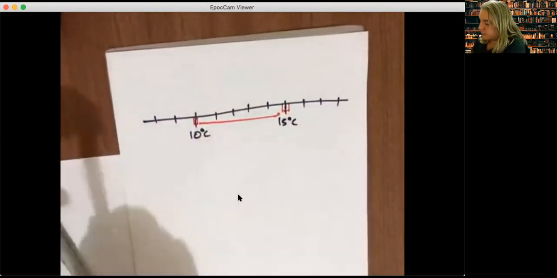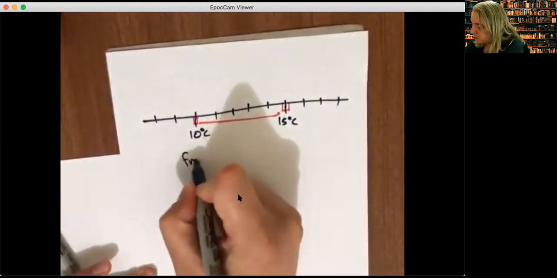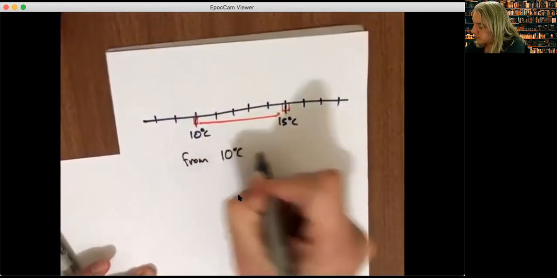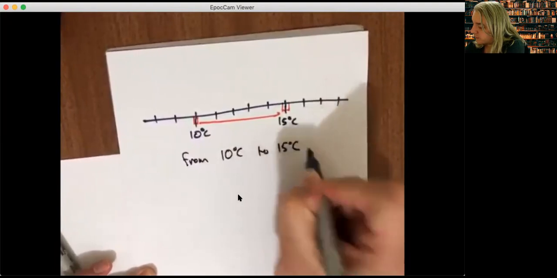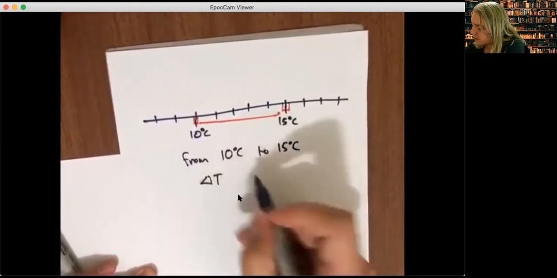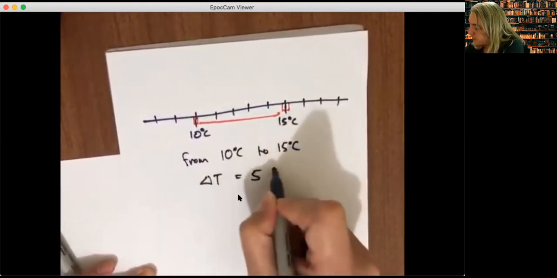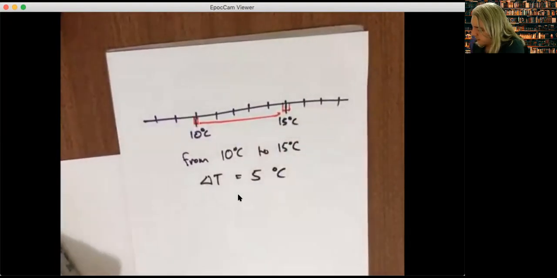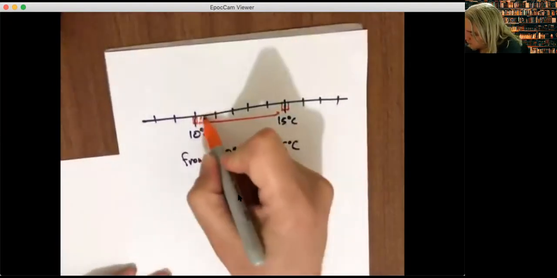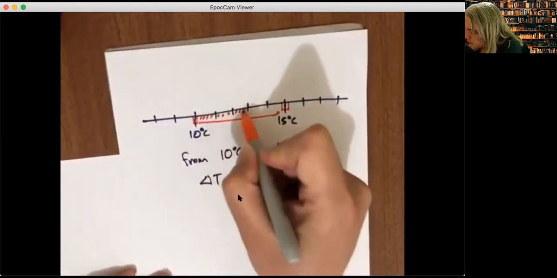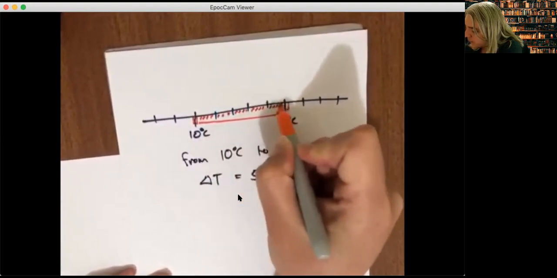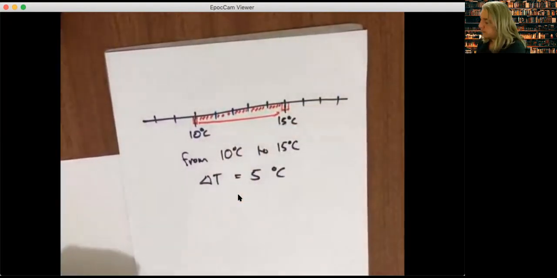So that means that we've gone from 10 degrees C to 15 degrees C. Delta T, the change in temperature, is 5 degrees Celsius. Right? And you can see that that's 1, 2, 3, 4, 5 steps. We've gone up 5 steps on our Celsius scale.